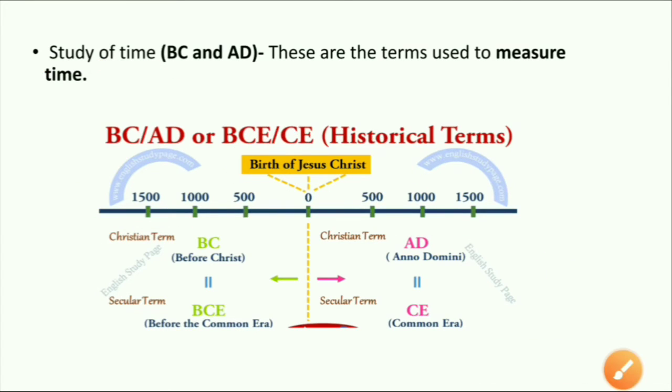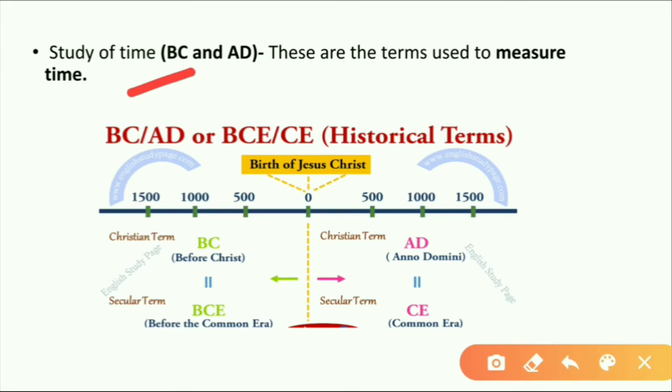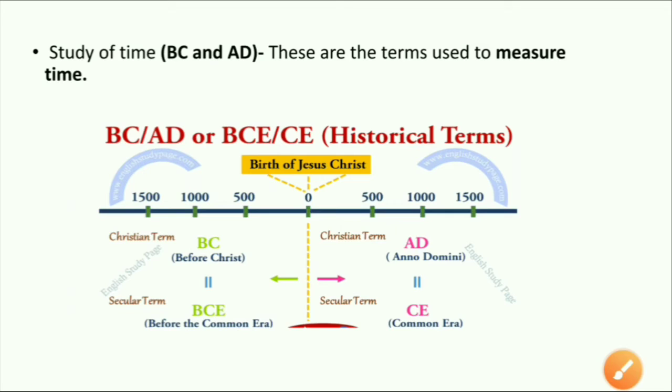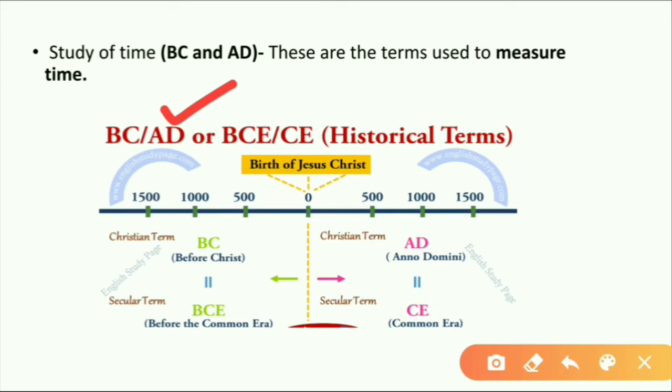Now, what do you mean by BC and AD? BC means before Christ, and AD means Anno Domini, that means after the birth of Christ. Earlier, the historians or the scholars used the terms BC and AD.